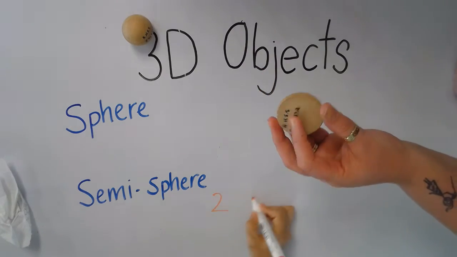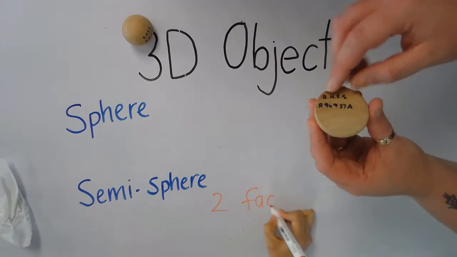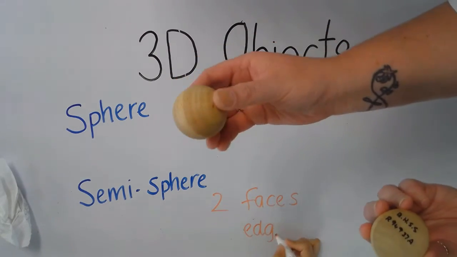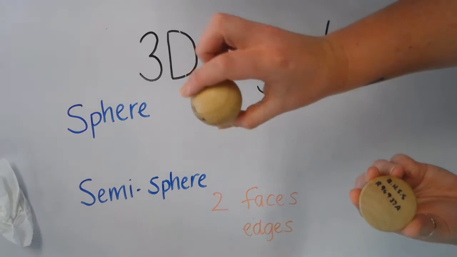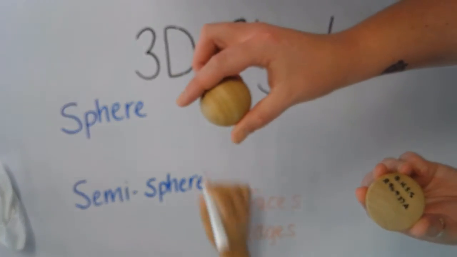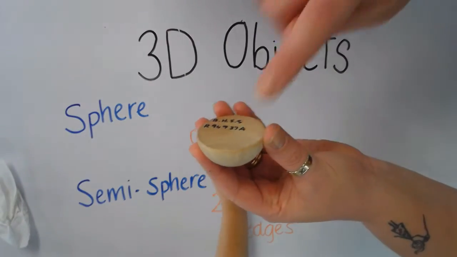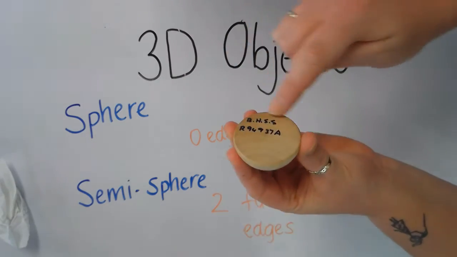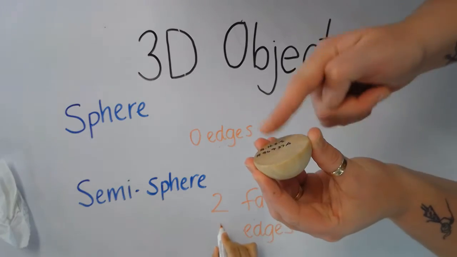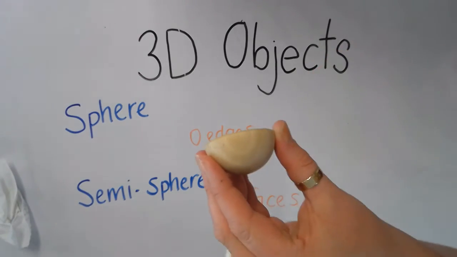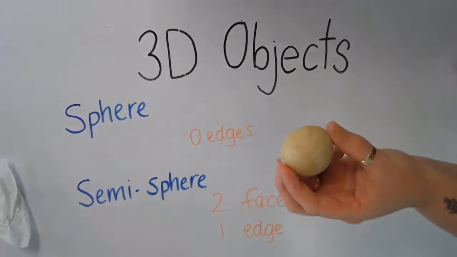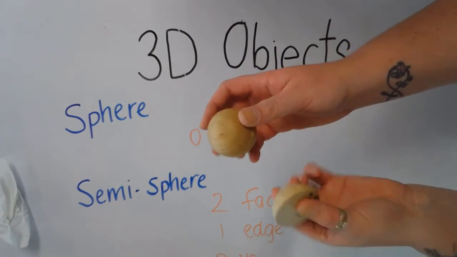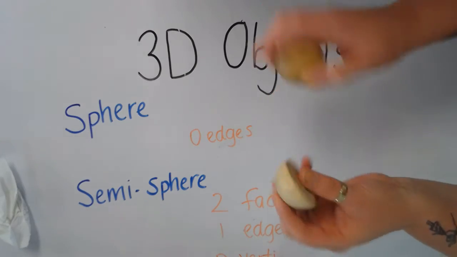While Miss Khan's writing that there are two faces, we're going to have a look at the edges on a semisphere. Now, on a normal sphere, a whole sphere, there are no edges. There's not one point where they all meet. But on a semisphere, we have one edge that goes all the way around here. It's an edge that goes all the way around where this face meets this face. So we have one edge. And there are no vertices on a semisphere or a sphere because, of course, none of them come to a point. There's just that one edge.